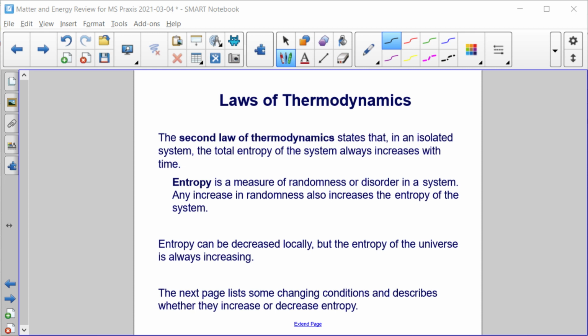Entropy can be decreased locally. One way to do that is like freezing liquid water. So going from a liquid to a solid will decrease the entropy of that water sample locally, but the entropy of the universe is always increasing. So the universe itself tends toward disorder and randomness, or another way of saying that is an increase in entropy. On the next slide, we'll list some changing conditions and describe whether entropy is increased or decreased.